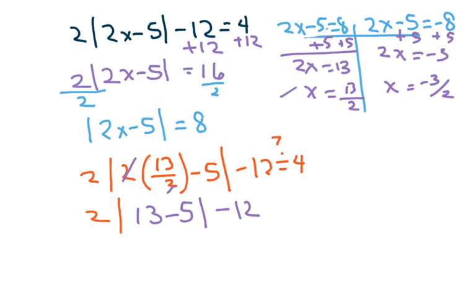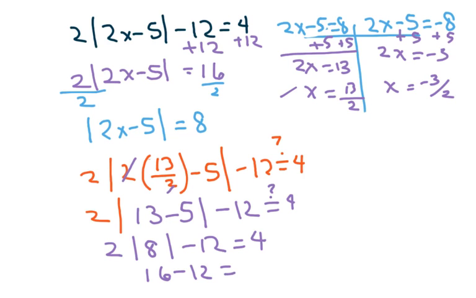Minus 12. Does that equal 4? 13 minus 5 is 8, so we have 2 times the absolute value of 8, minus 12. Does that equal 4? The absolute value of 8 is 8, so 2 times 8 is 16. 16 minus 12 does equal 4. And you can finish writing there. Now let's try the other side.